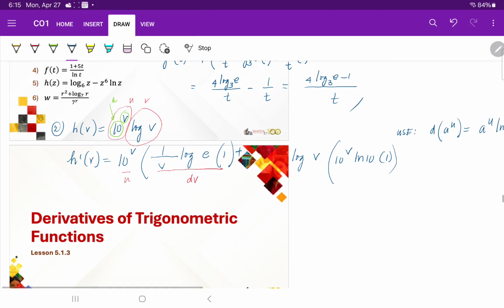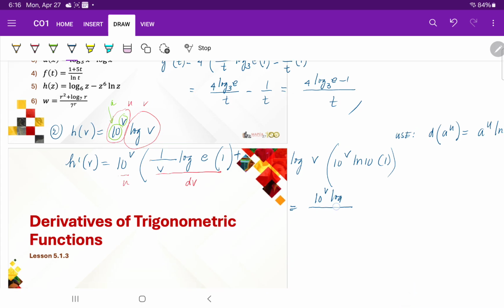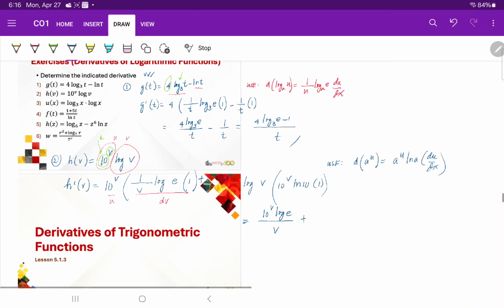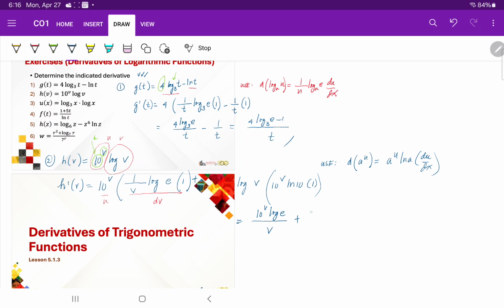Okay, so let's simplify it and continue here. It gives you, in the numerator, 10 to the v log of e over v, plus the log of v times 10 to the v ln of 10.